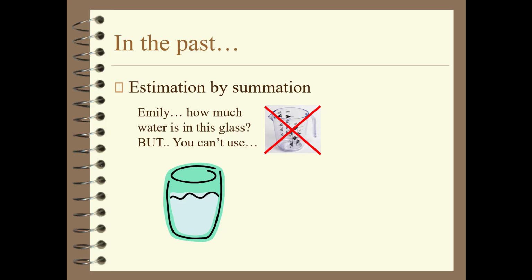So she looked around and said, I'll take a dropper. I'll just constantly take liquid out of the cup, a dropper full, and then I'll have that many droppers. This is exactly the idea behind estimation by summation. You simply measure small parts of the thing that you want to measure, and then you add them all up.